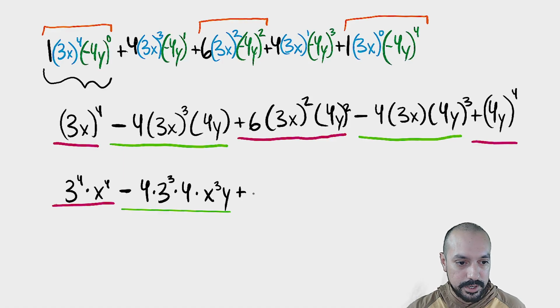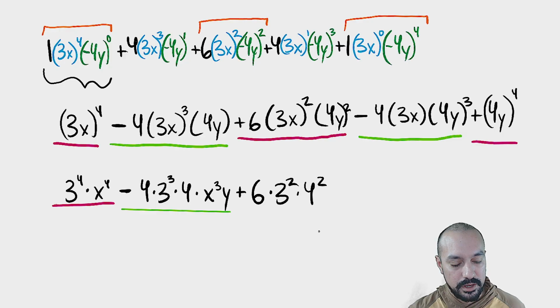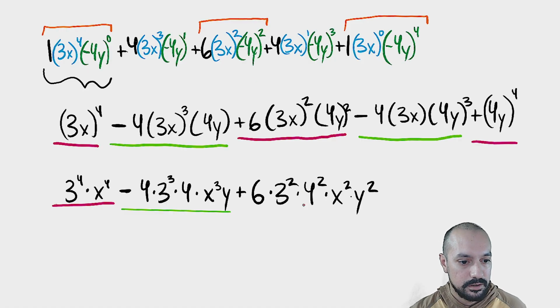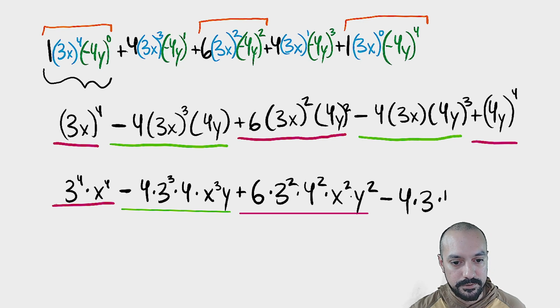All right, let's do the next purple color. I'm going to have a 6, a 3 squared, and a 4 squared. And then we'll do the variables: x squared, y squared. And then we'll do the next green: 4, 3 times 4 to the third, and then the variables x, y to the third.